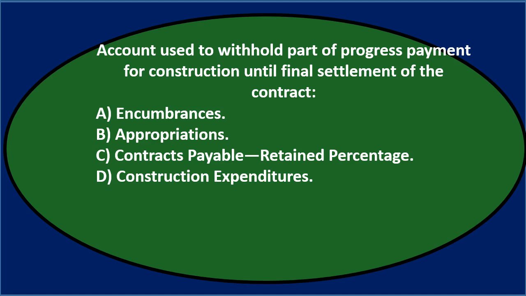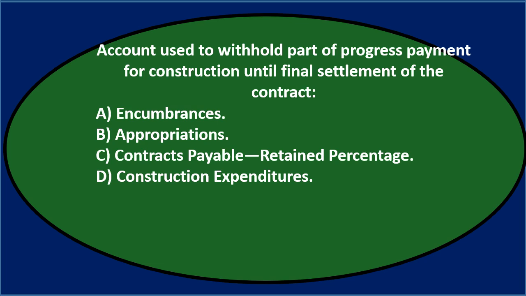In this presentation, we will take a look at multiple choice questions related to governmental accounting, going through those questions and then practicing test-taking skills with them. First question: account used to withhold part of progress payment for construction until final settlement of the contract. Either A, encumbrances, B, appropriations, C, contracts payable, retained percentage, or D, construction expenditures. Let's go through this again using the process of elimination.